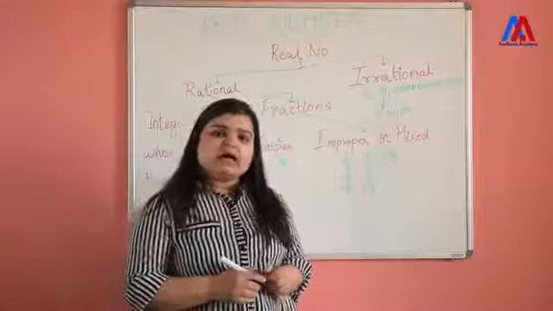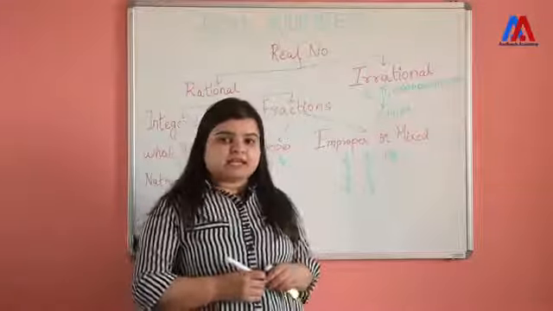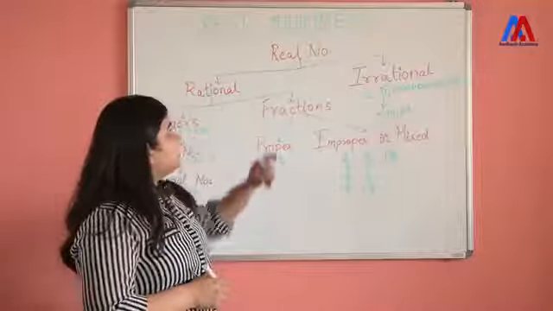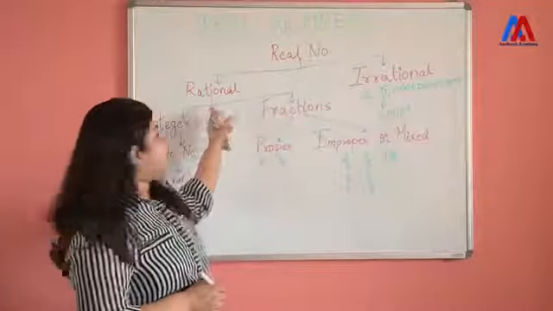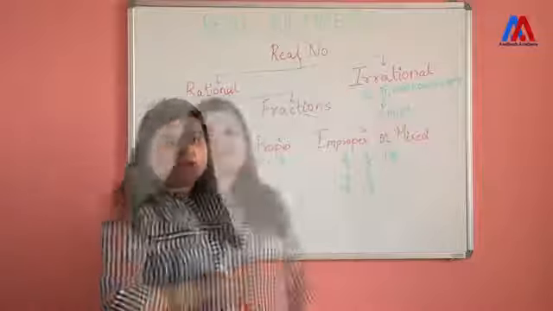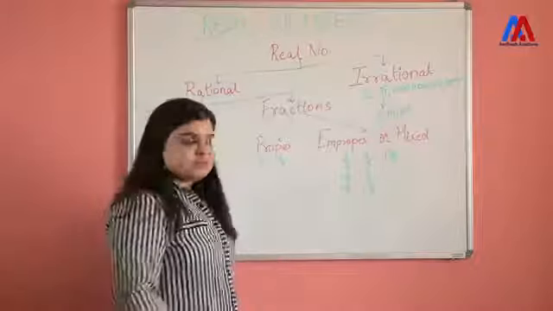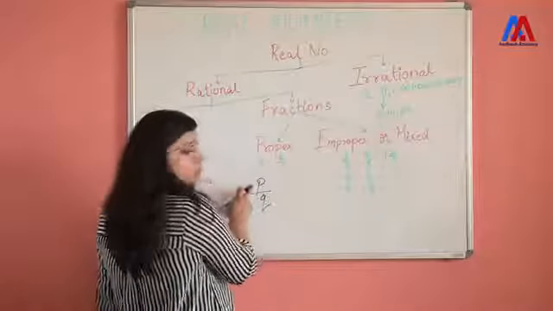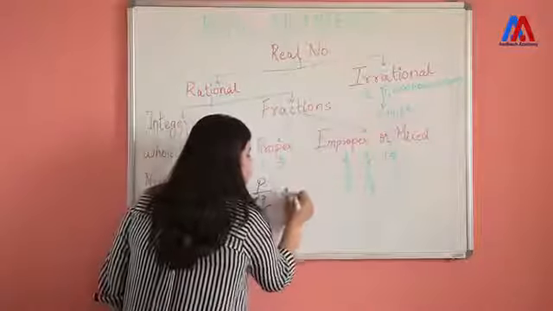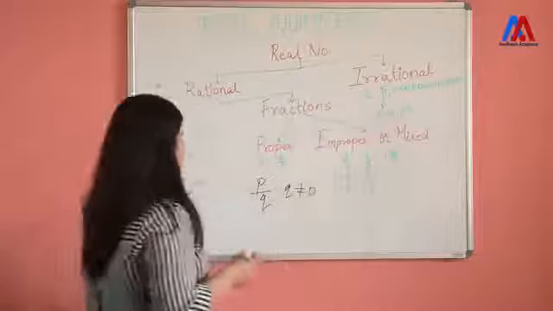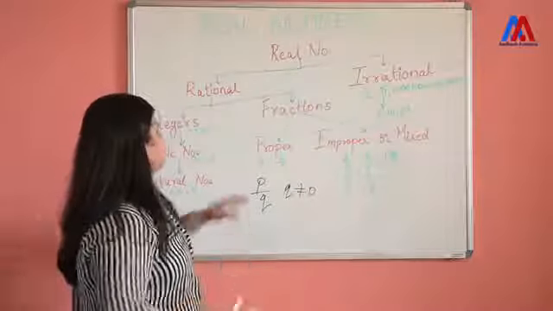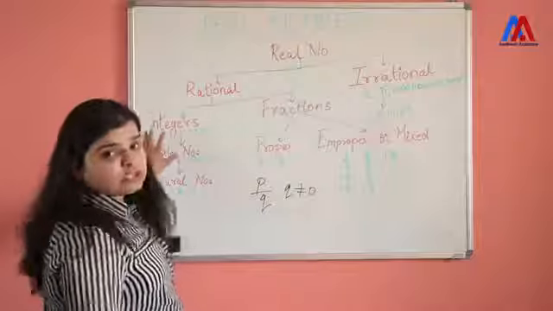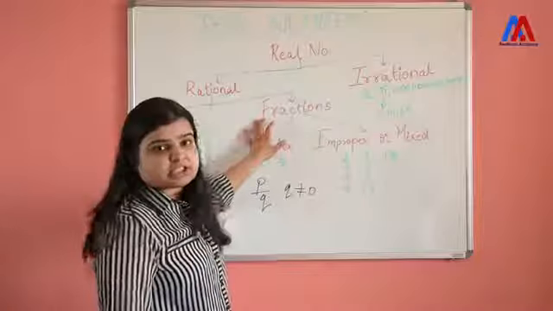Now we'll see how the real numbers are classified. So broadly speaking, a real number is of two types, that is rational and irrational. Rational numbers are all those numbers which can be expressed in the form of p by q, where p and q are integers and q is not equal to 0. Now further, a rational number can be of two types, integers and fractions.